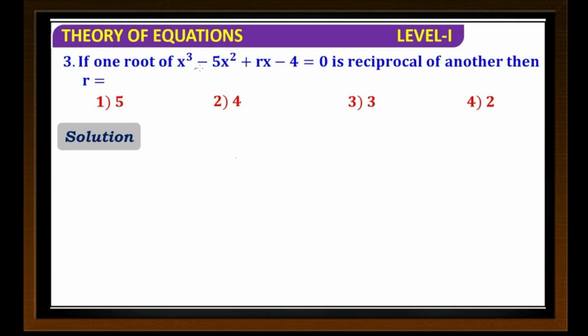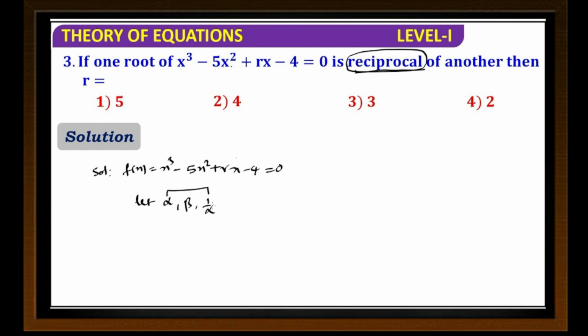Third question, one root of x cube minus 5x square plus rx minus 4 equals 0 is reciprocal of another, then r equals to. So first write down the given, that is our f of x equals x cube minus 5x square plus rx minus 4 equals 0. So cubic equation, let the roots be alpha, beta. Given condition is one root is the reciprocal of another root. So consider the third root as 1 by alpha. These are the required three roots, alpha, beta and 1 by alpha.